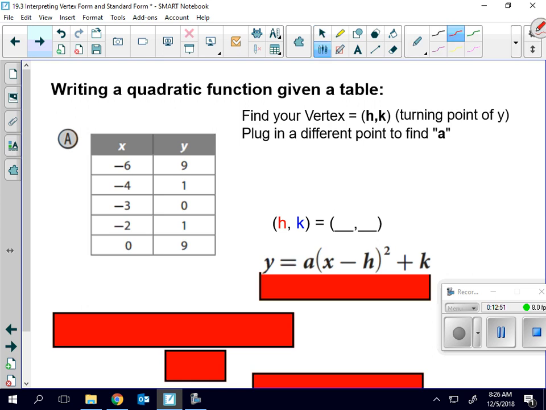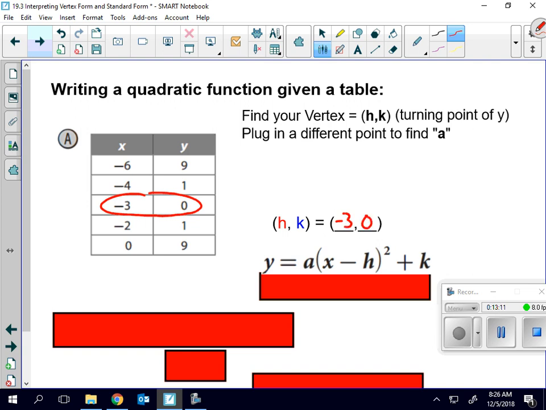From a table, our vertex, hopefully you guys see it, is this right here, because that's where it changes direction, right? And we have a mirror on either end. So the vertex, my h, k, is negative 3, 0.